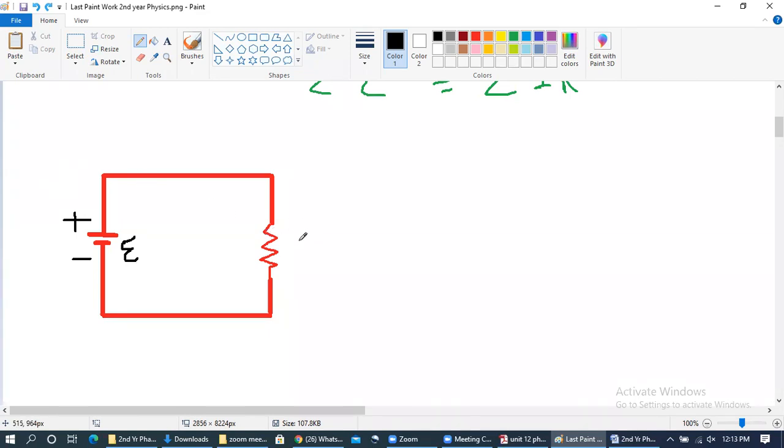Anyhow, this is resistance. So it has two things. One is battery and the other is resistance. This is the simplest form of any circuit.